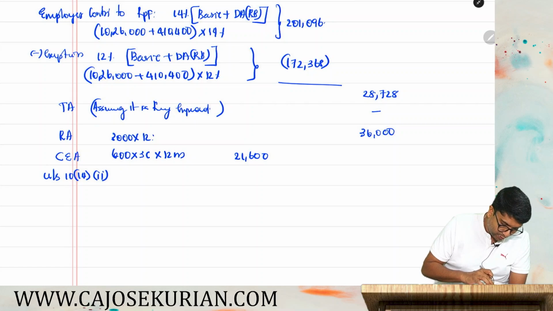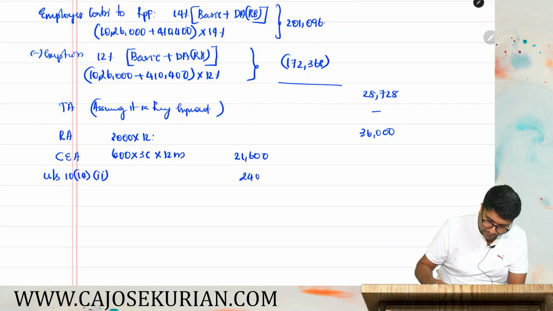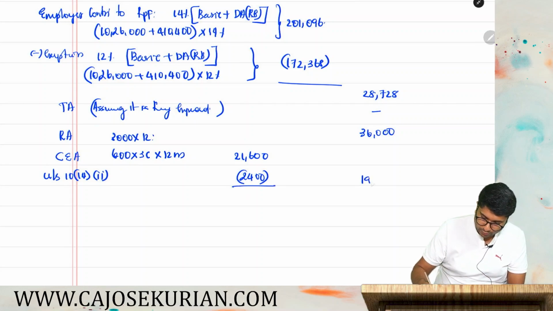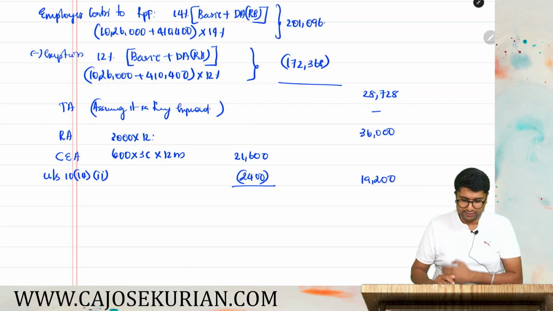100 into maximum 2 children into 12 months, that is 2,400. And how much is the remaining? 21,600 minus 2,400, that will be 19,200, which shall be the taxable allowance.